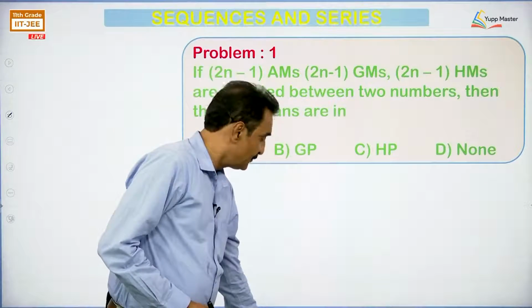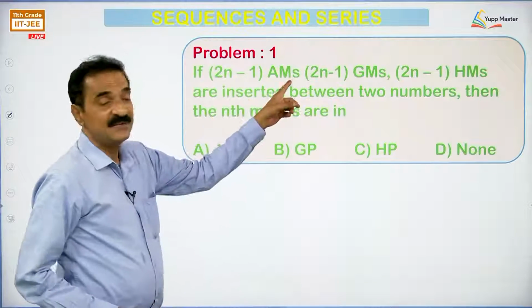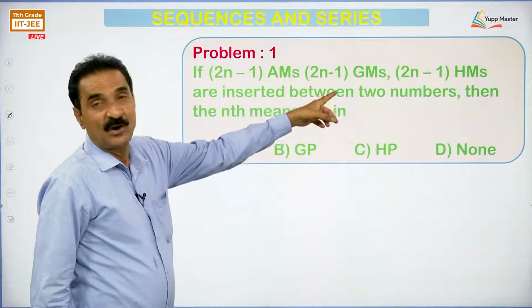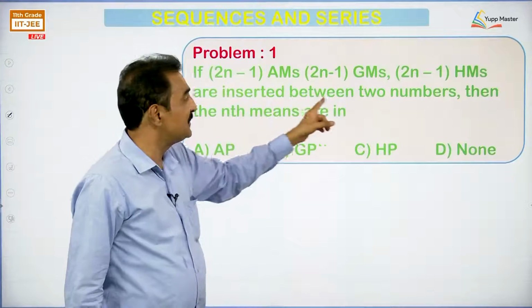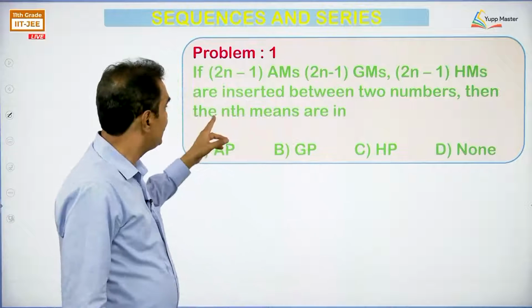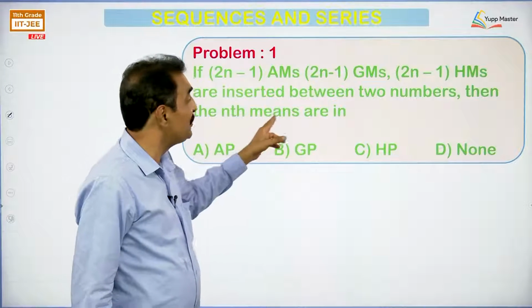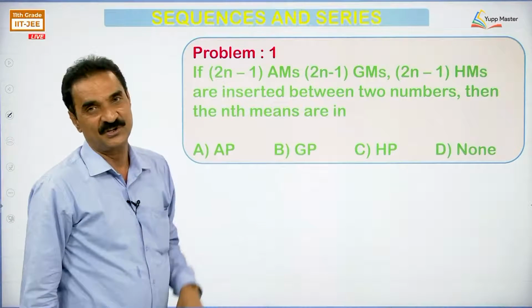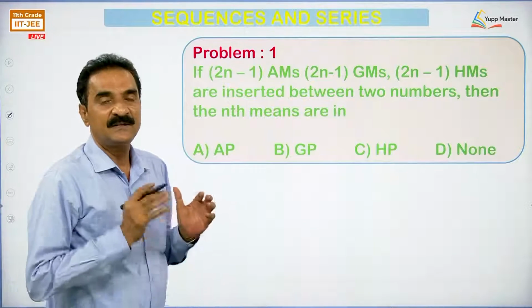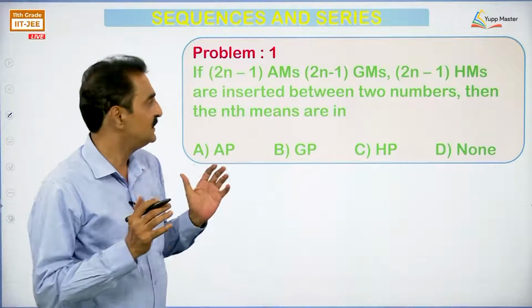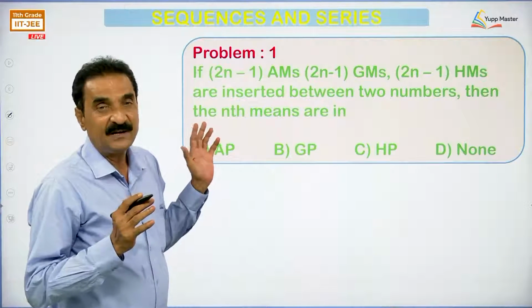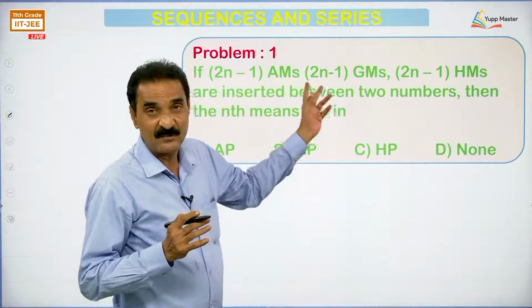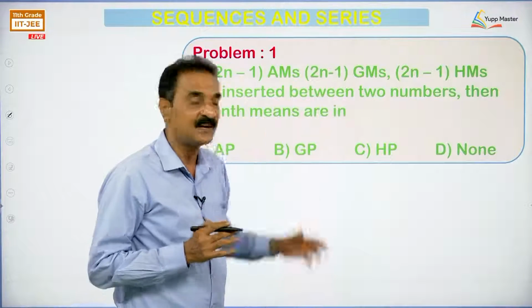If 2n minus 1 arithmetic means, 2n minus 1 geometric means and 2n minus 1 harmonic means are inserted between two numbers, then their nth means are in which progression? Let us consider the two numbers as a and b. Between a and b, 2n minus 1 AMs, 2n minus 1 GMs and 2n minus 1 HMs are inserted.